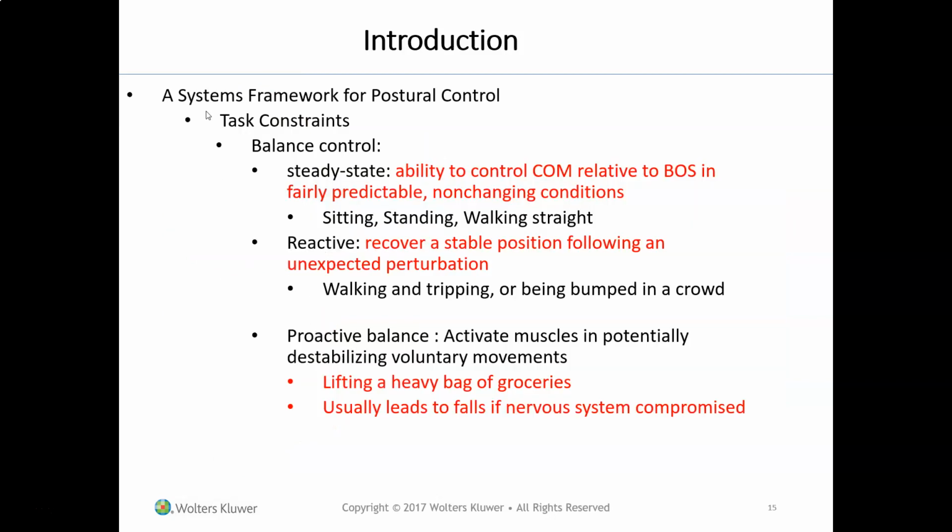Now, a systems framework for postural control. This is very important for you to understand the difference. What are the constraints from doing a task? You have balance control, so you have a steady state. That means the ability to control your center of mass relative to your base of support in a fairly predictable, non-changing condition. Meaning, when you're sitting, when you're standing, and you're walking straight, that's pretty steady and it's a state. You can control your center of mass, you can control your base of support.